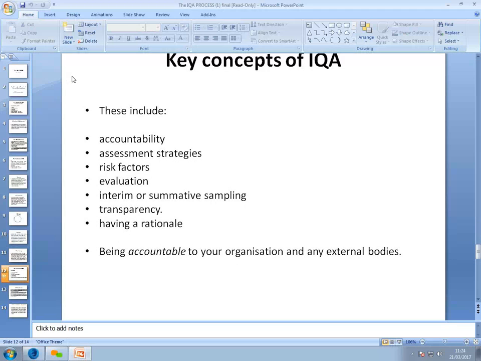So, key concepts of IQA are accountability, assessment strategies, risk factors, evaluation, interim and summative sampling, transparency, and having a rationale. The rationale and strategy are pretty much the same thing. But the last bit is being accountable to your organisation and any external bodies. And that is, again, another important point.